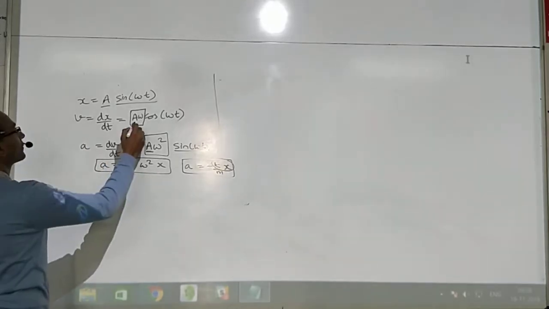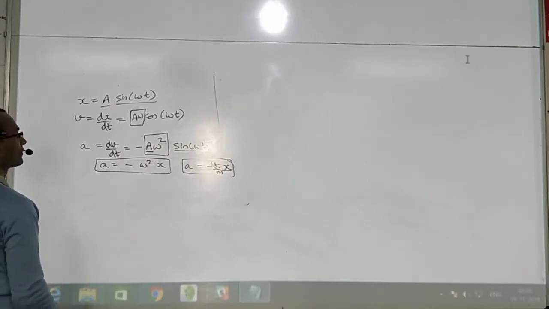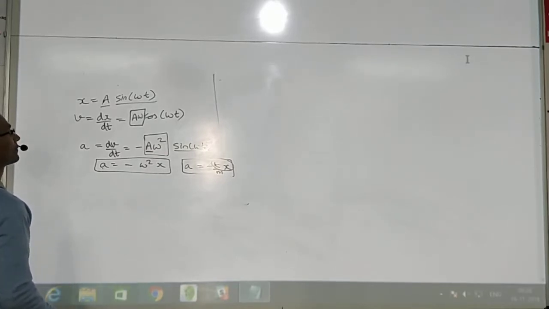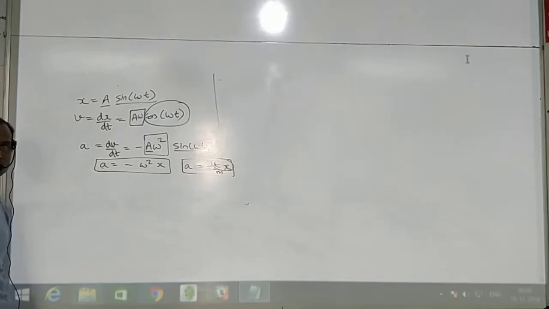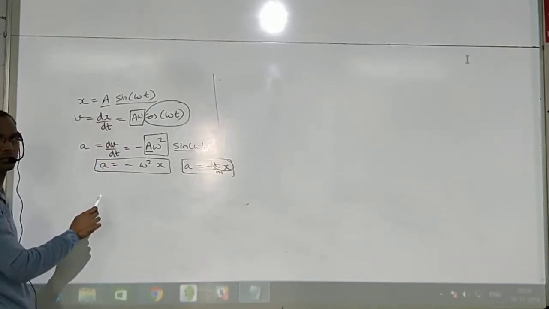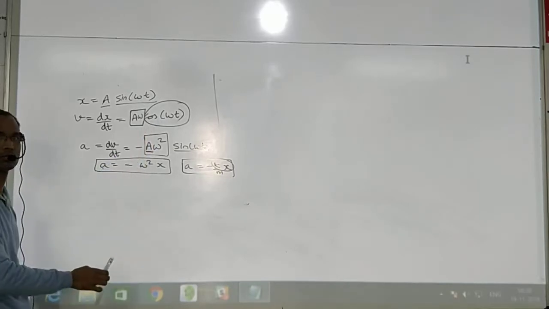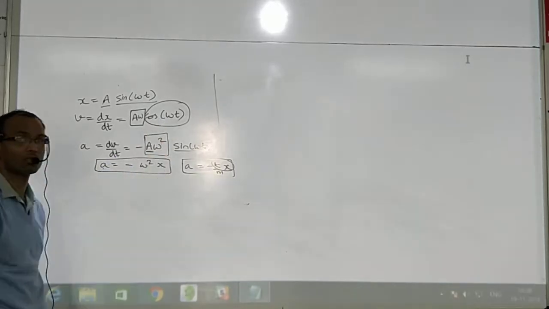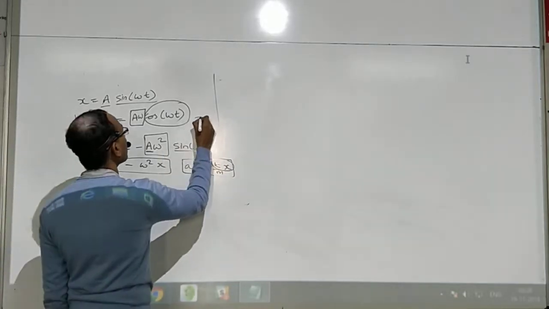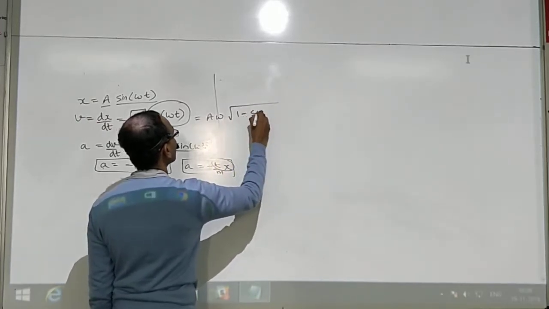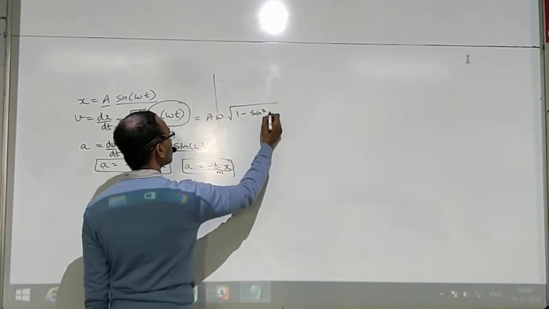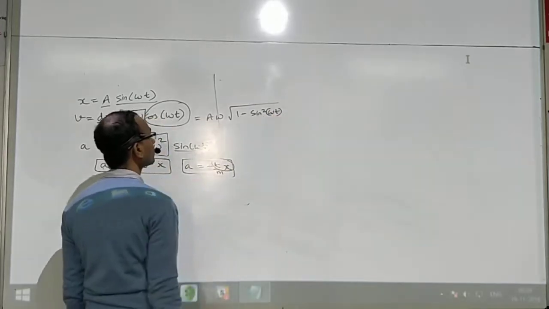Omega A cos omega t, you have to change the phase. So you can write cos in terms of sine, right? Very good, excellent. So x is a function of sine. If you want to express velocity as a function of x, try to convert this into sine. So we use cos theta is root of 1 minus sin square theta. If we do that, what happens?